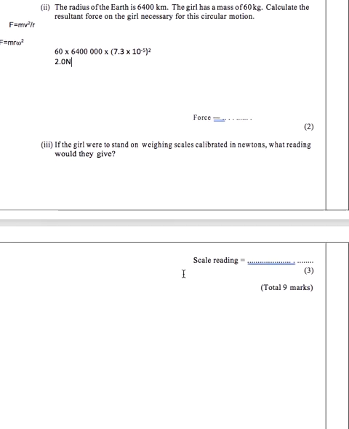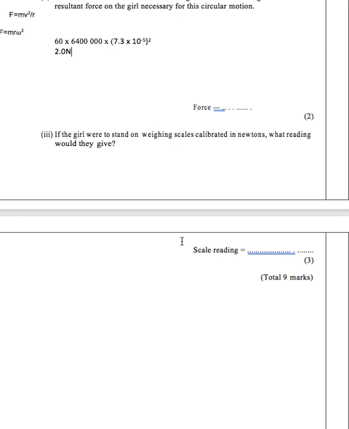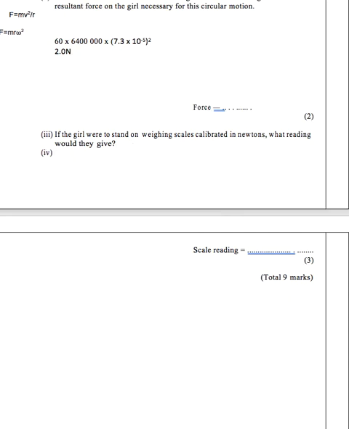And then down here it says, if the girl were to stand on weighing scales calibrated in newtons, what reading would they give? This is an important point that this is illustrating to us. If the girl was stationary, if she was not performing this circle, then the reading on the scales would be her weight, which would be mass times gravity. But she is moving in a circle, so something is different.